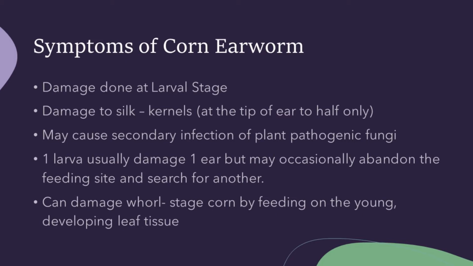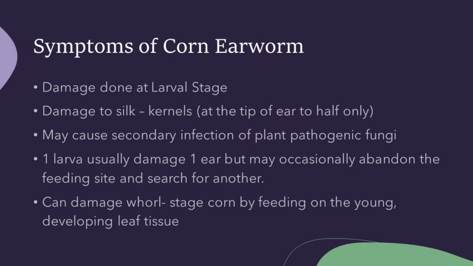It does the damage when it is at the larval stage, and it damages the silk of the corn and also the kernels. For the kernels, it does the damage at the tip of the ear of the entire corn or up until half of it, because after that the larval development is complete. This damage can cause secondary infection of the plant pathogenic fungi to the corn.